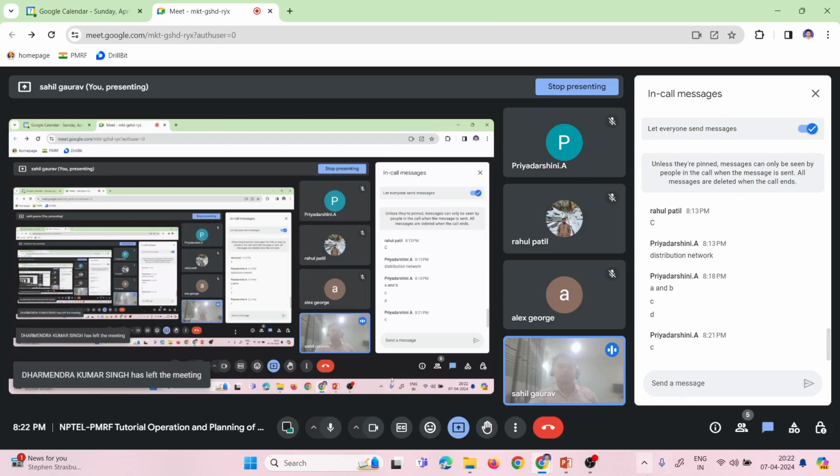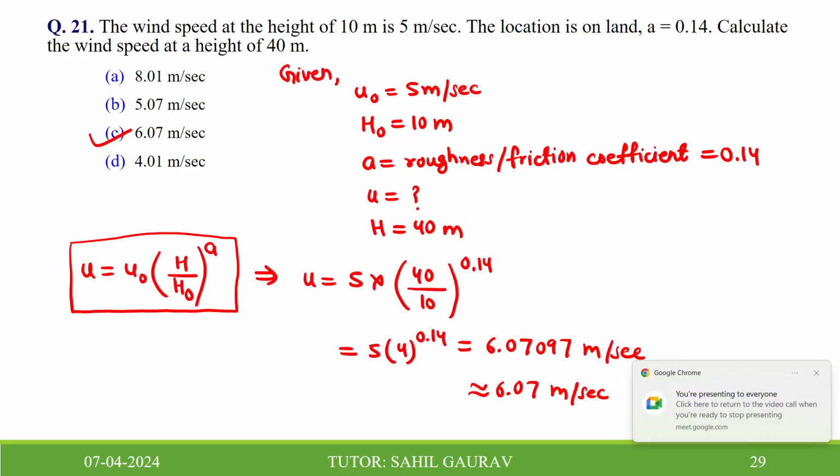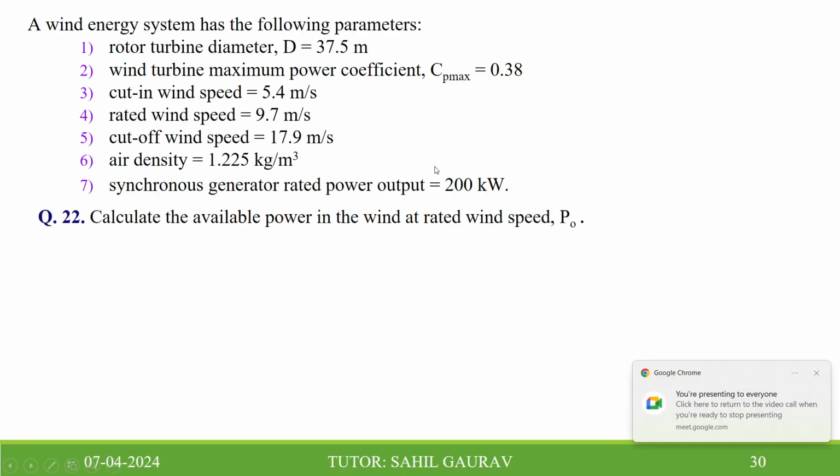Yes, Pradeshni, you are correct. Option C is the correct answer. Now let us see the next problem. So here this is common data for multiple problems.